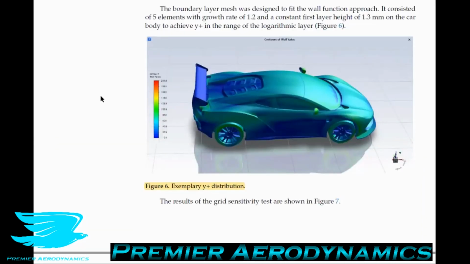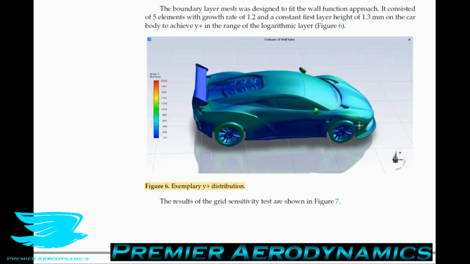A y plus value of 1 or less is often ideal, but that means we need to have more cells. If we have a boundary layer y plus of greater than 1, then we can use fewer cells, but we run the risk of being less accurate. And the greater this y plus value is, the worse our result probably would be. So for example, in figure 6, much of the car has a y plus of 1 or less perhaps, which is very good. But some of the car has a y plus up to 60, 70, 80.